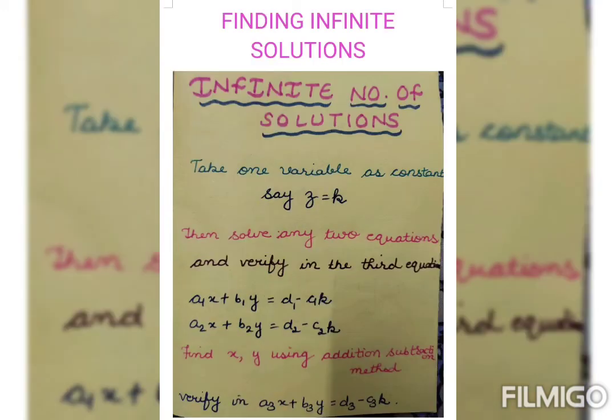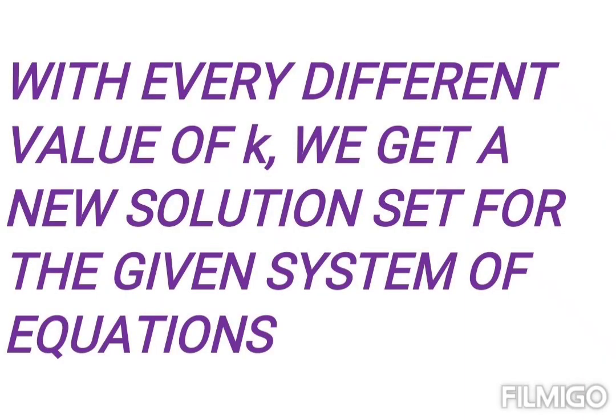To find the infinite number of solutions, we will consider one variable as constant, say z equal to k, and we will solve any two of the given three equations for x and y in terms of k. Putting the values of x and y in the third equation, we will verify our solution. As we will keep on changing the values of k, every value of k will give us a different solution set, and in this way we will have the infinite solution sets.